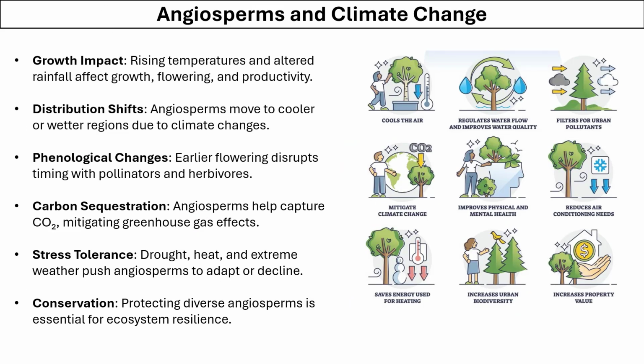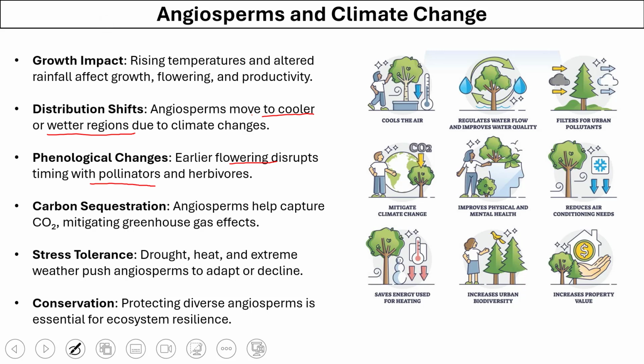Angiosperms have significant impact on maintaining the environmental temperature. They are also a significant player in sequestering carbon dioxide from the environment and converting it into oxygen. But with climate change, the angiosperms are moving closer to cooler and wetter regions. Climate change also disrupts the flowering pattern of these plants, which makes a problem in the timing of pollinators and the time of pollination.